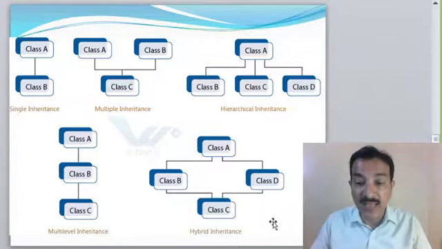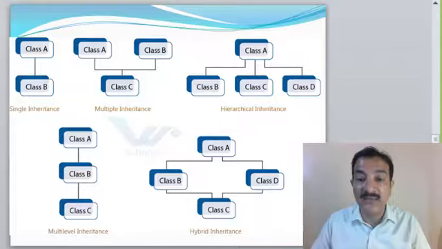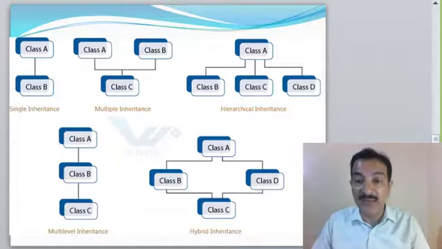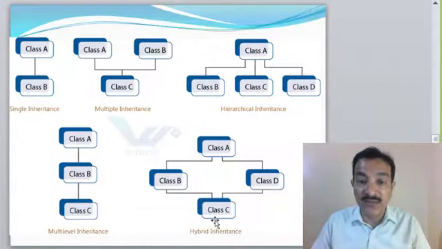Now this is a hybrid class. If class A is inherited by class B and class D, and both class B and class D are again inherited by class C, so it is something like a hierarchical inheritance at one stage, that is, at the top A has been inherited by class B and class D, so it becomes a hierarchical inheritance, and then it becomes a multiple inheritance for class C. It is inheriting class B and class D. So this is called a hybrid inheritance.